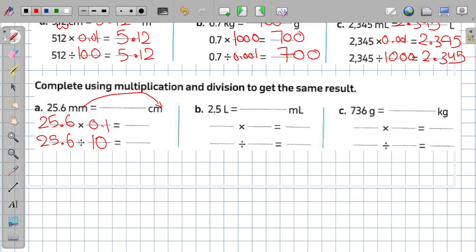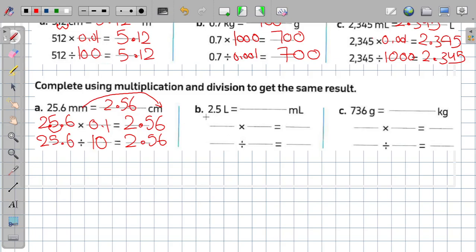So the result will be what? I have 25.6. So the decimal point will move 1 place to the left. So the result will be 2.56. So 25.6 millimeter will be 2.56 centimeter.